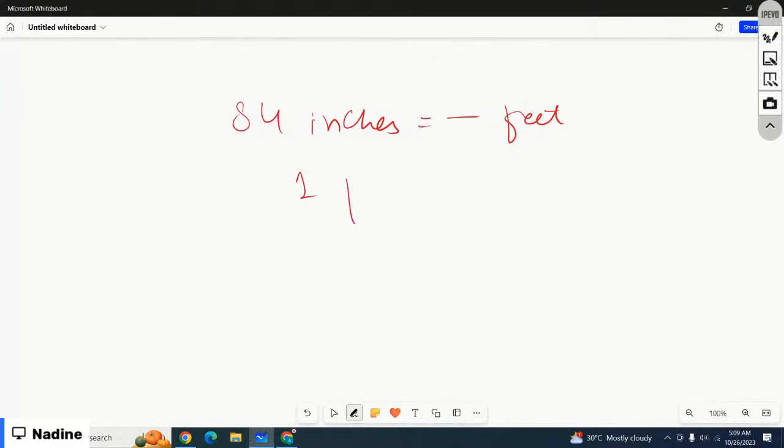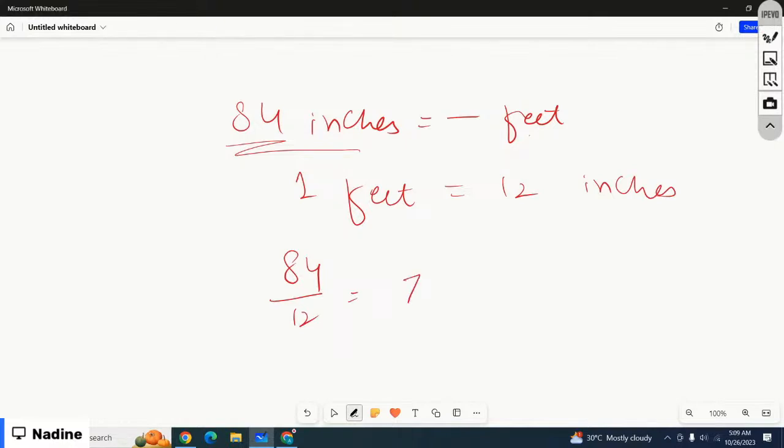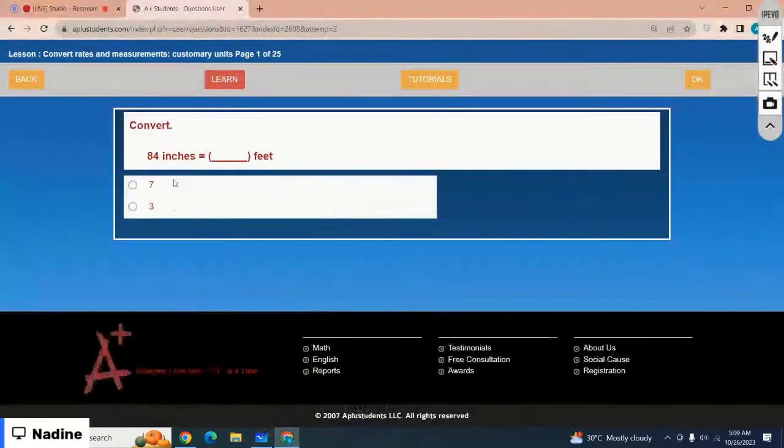In 1 foot you have 12 inches, right? You need to see 84 inches equal how many feet, so you need to divide 84 by 12. 12 times 7 is 84. That means 84 inches equal 7 feet. The correct option is 7. Got it?